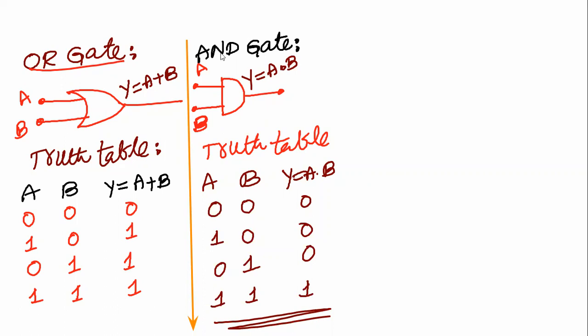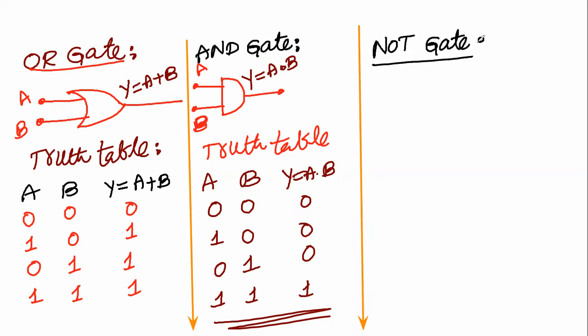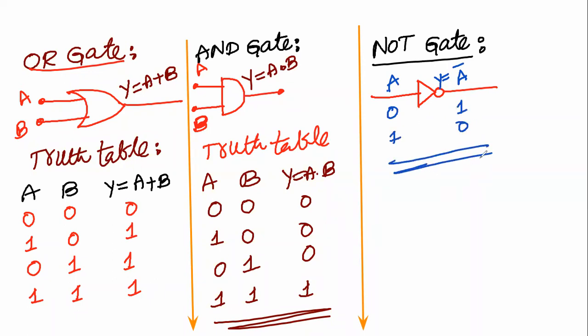Next, the NOT gate. NOT gate operation: A is the input, and the output will be its complement. 0 becomes 1. 1 becomes 0. This is the NOT gate.